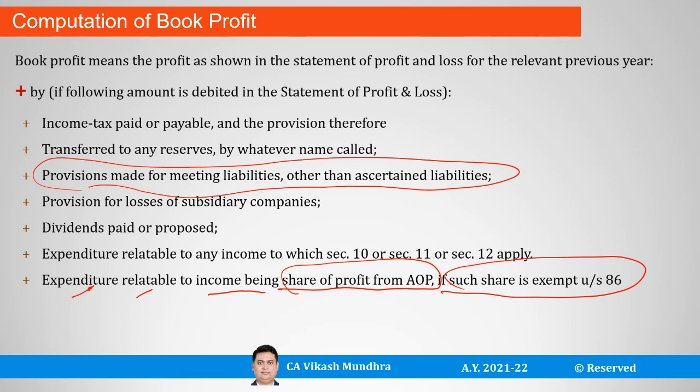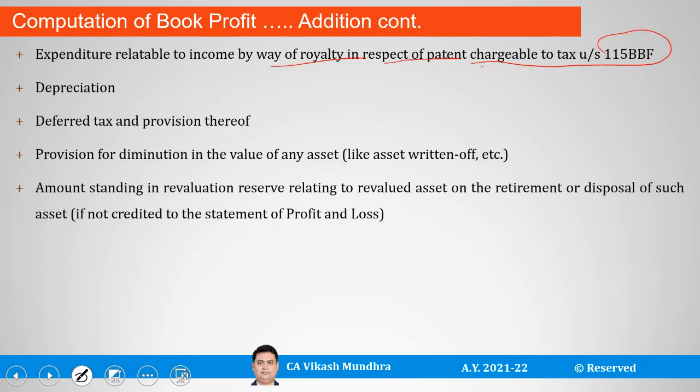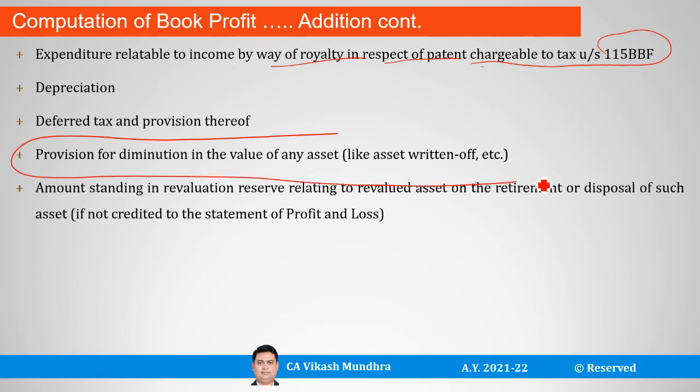The government analyzed this fault and introduced one more line item. What is that? Provision for diminution in the value of any asset. Now, if you are reducing the value of any asset, if you are providing any provision for any asset, that situation is required to be added back under this line item. This was inserted by the government of India later on, when certain disputes or case law arose. Got it? Any question?